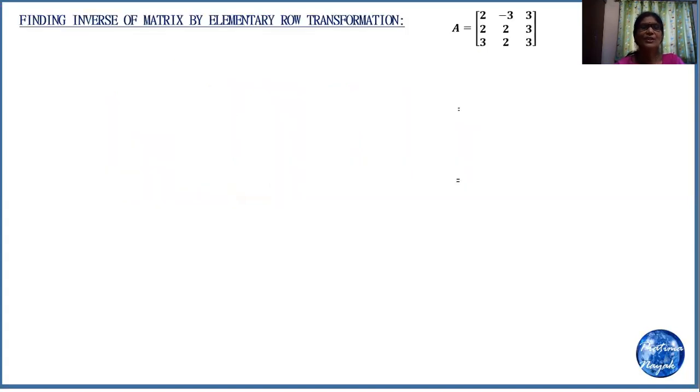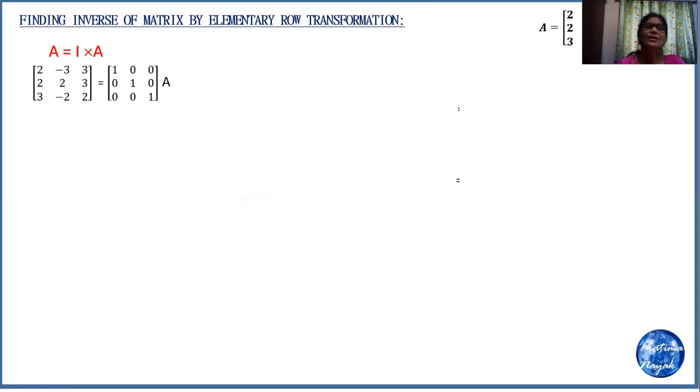So next, we are taking an example. I'll write A is equal to I into A. So this is the matrix 2, minus 3, 3; 2, 2, 3; 3, minus 2, 2. I'll write this as the identity matrix into A. So our job starts now. First will be the a11 position, that will be converted to 1. So I'll follow this step.